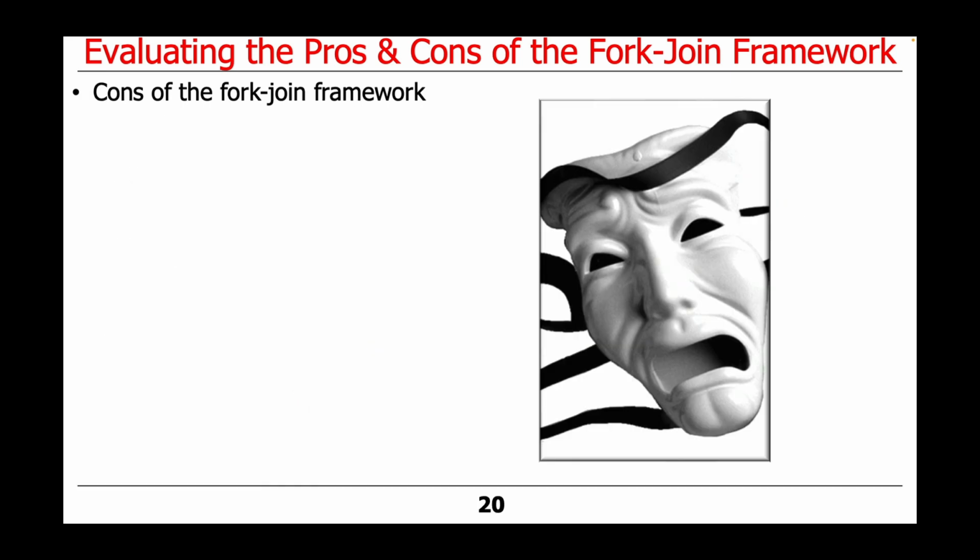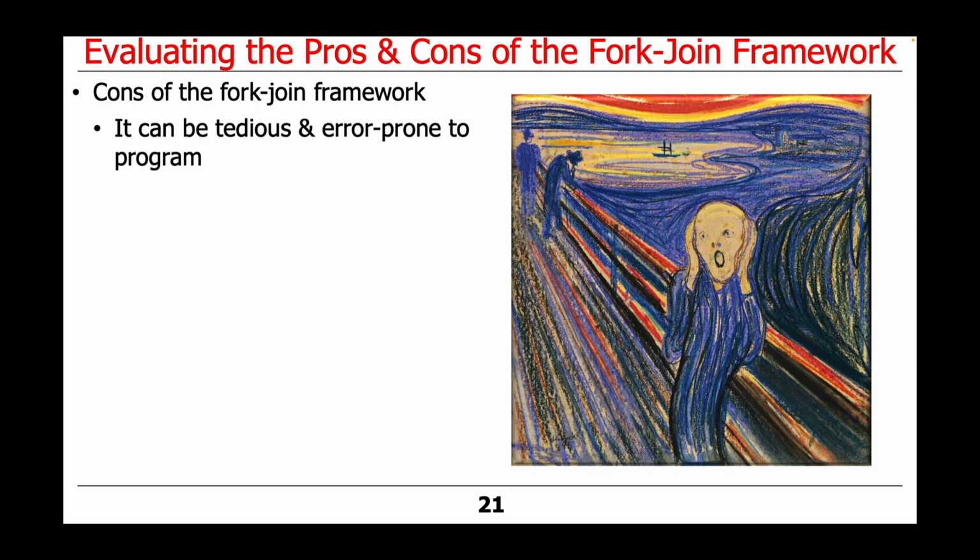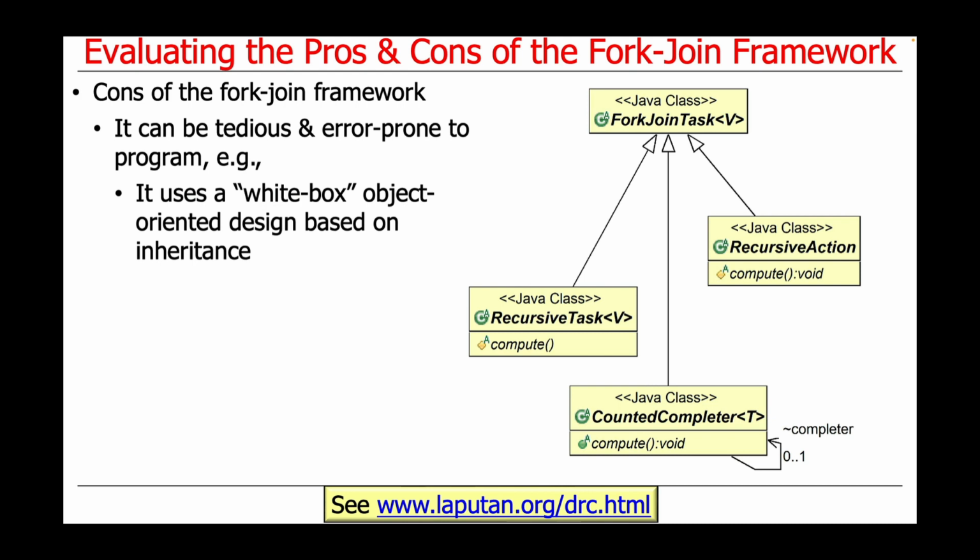But as I always like to say, not everything is rainbows and unicorns. There are some downsides with this framework. First and foremost, it can be a bit tedious and error-prone to program. You'll get some experience doing this because your assignment will cover this. Why is that? Well, it uses so-called whitebox object-oriented design-based reuse and whitebox approaches to integration and customization. That approach is based on inheritance. So there's this base class or abstract class called ForkJoinTask. We talked briefly about that. Then there's a bunch of other abstract subclasses that inherit from or extend ForkJoinTask, and they define a method called compute, which we'll talk about later. Then you have to go further and extend those classes and fill things in. It's just a little bit more complicated.